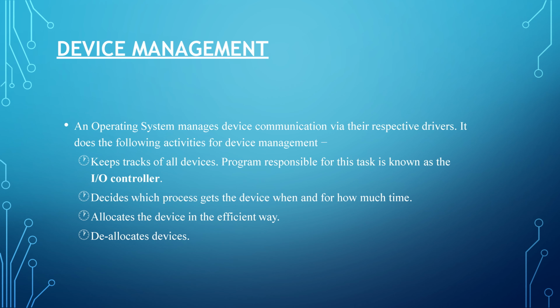Number three function is device management. An operating system manages device communication via their respective drivers. It does the following activities for device management. Number one, it keeps track of all devices. Number two, it decides which process gets the device, when and for how much time. It allocates devices in an efficient way. It also deallocates devices.